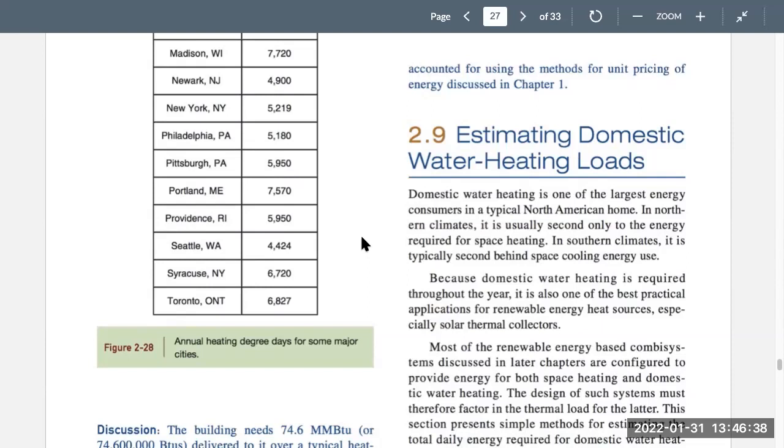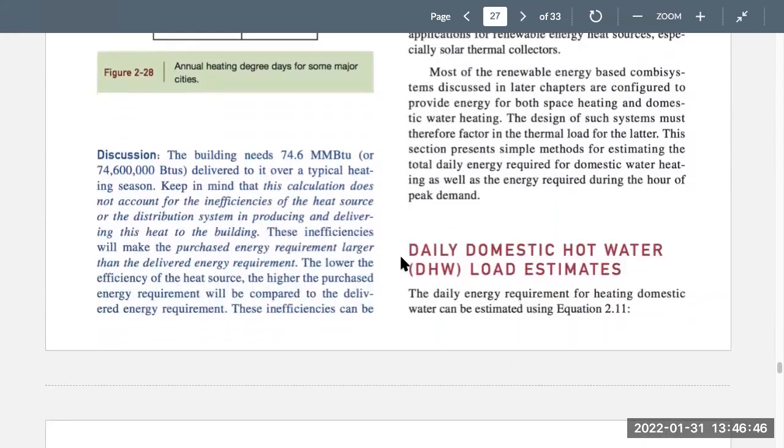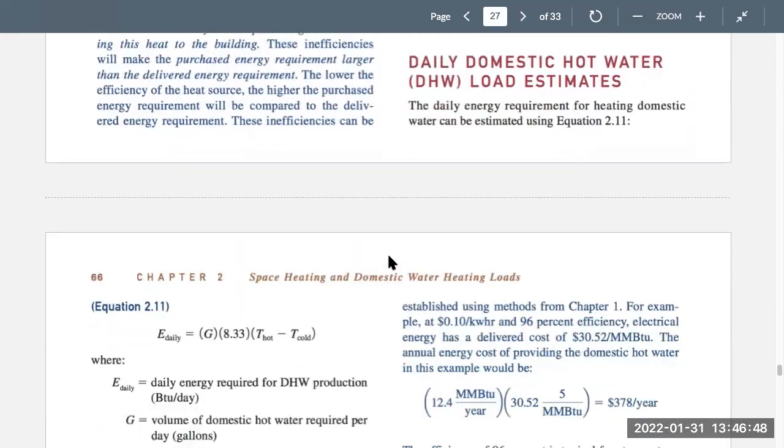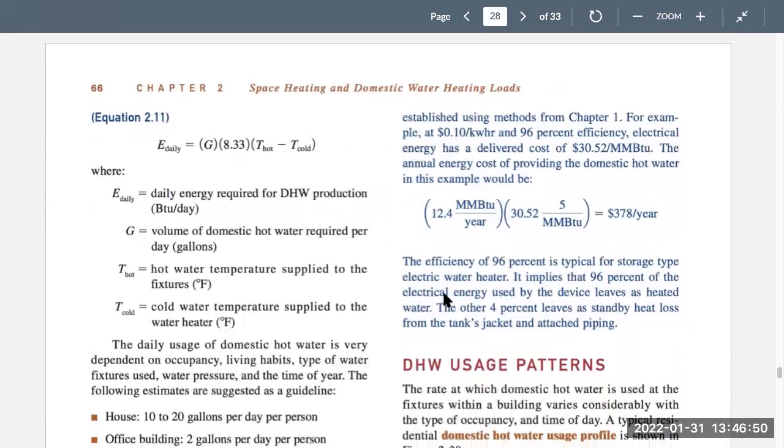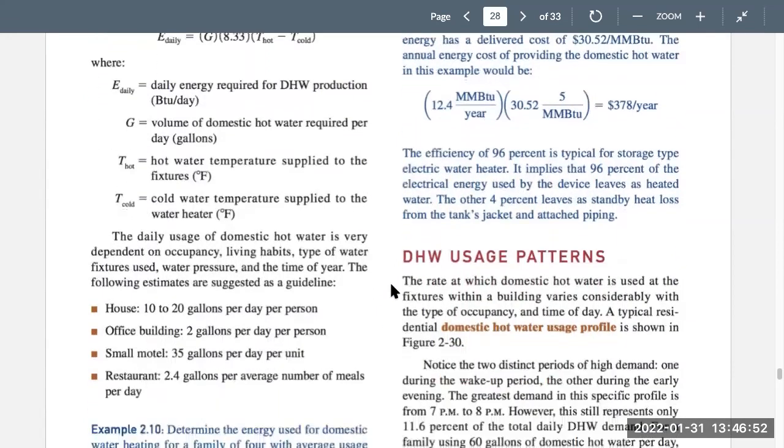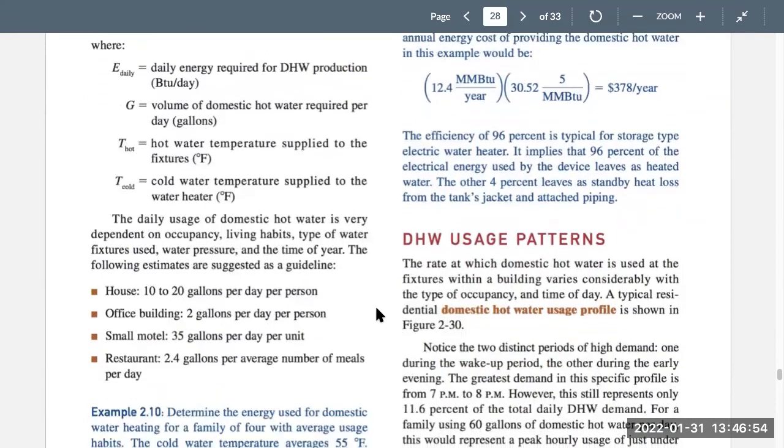We can measure it in different ways. So this is an estimation on domestic water heating loads. And really what you're going to find out is, it doesn't matter how you do it. You can punch in a bunch of calculations like they do here. We're not going to do this at all.